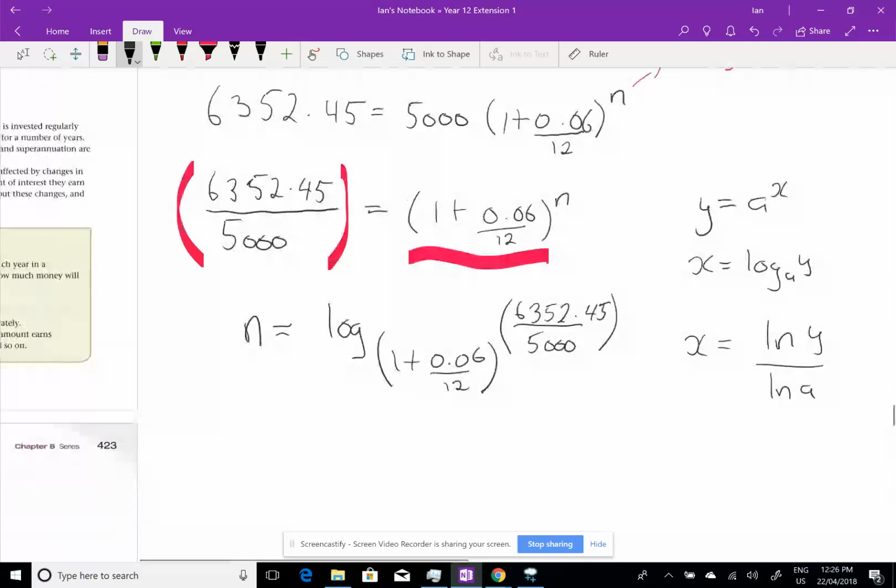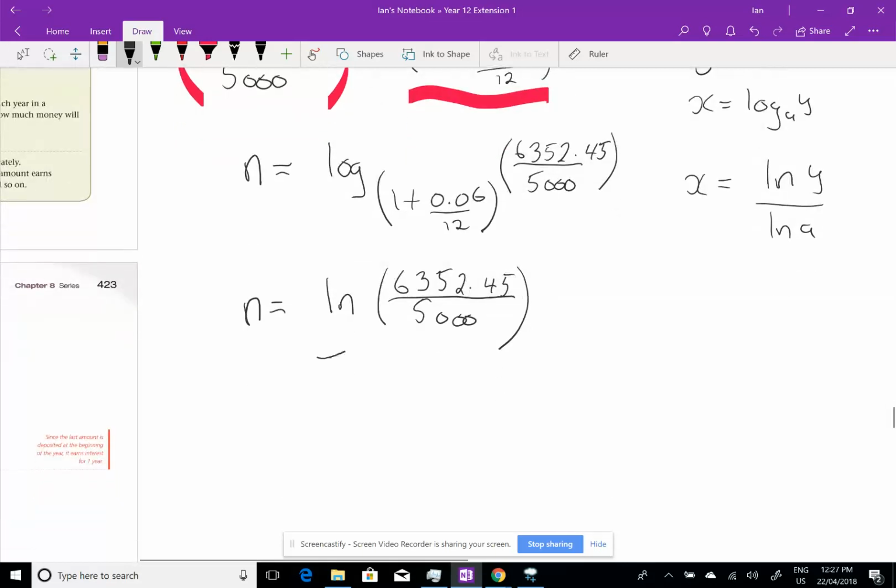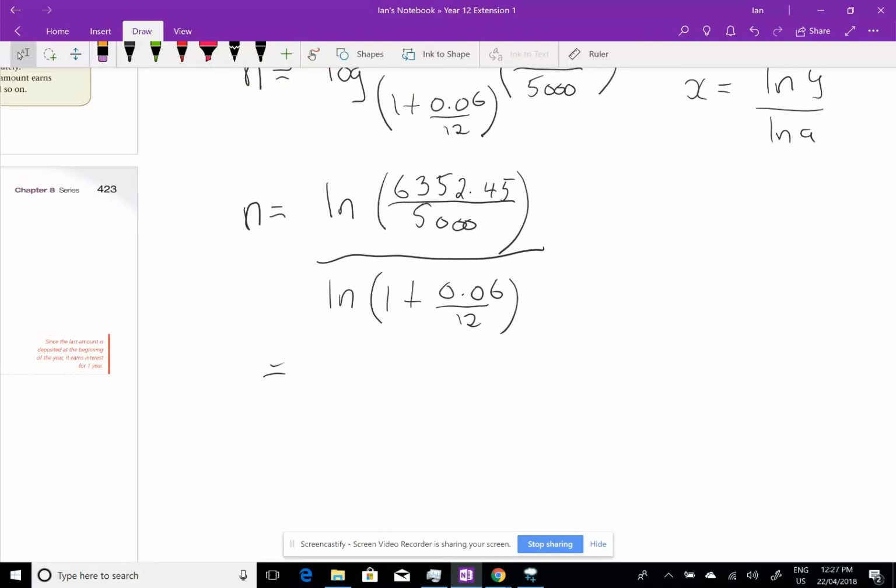So now I just go, well, it's a log of the top bit, divided by, and I'll just use ln. You can use log. 6352.45, just make sure you use parentheses, over 5,000, divided by ln 1 plus 0.06 over 12. So now it becomes calculator work. But if you type that in and did that in HSC, I think I'd be giving you full marks. It shows a very good understanding.